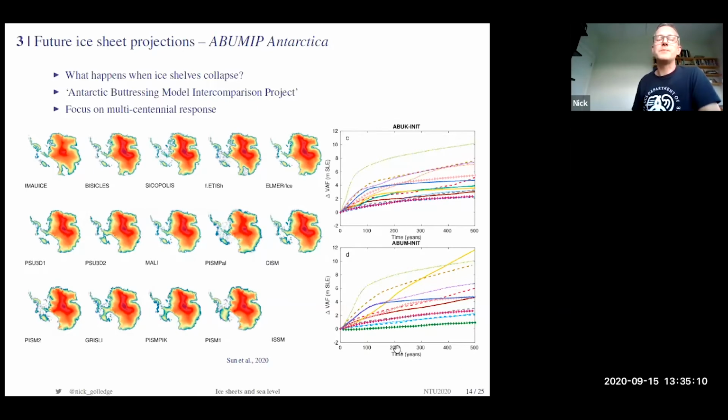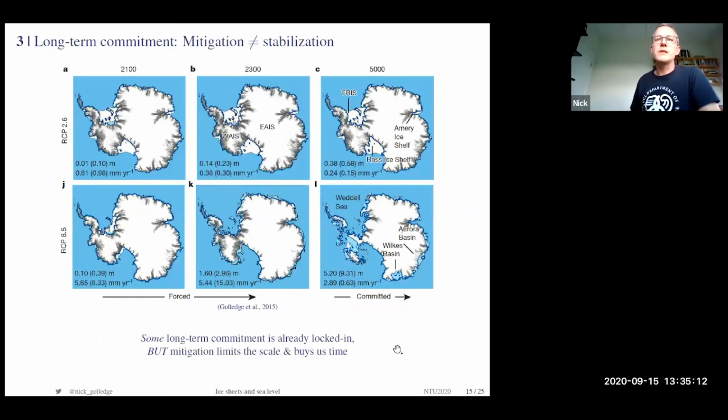Next slide, please. But the take-home message in terms of policy really is that because of these dynamic feedbacks, mitigation doesn't equal stabilization. And this is something that we try and hammer home to anyone that will listen, really, because we can stop emitting right now, but actually the changes that are going to ensue will carry on for the next several hundred years and probably thousands of years.